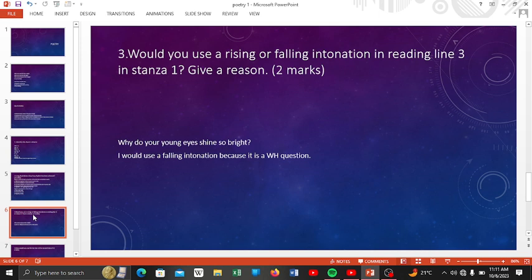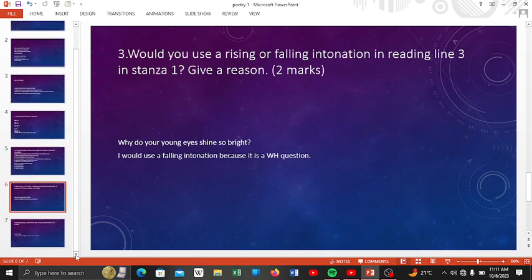So I would, the sentence says, why do your young eyes shine so bright? So it is a falling intonation because it's a WH question. So that one, you can let me know if you want me to review a lesson on intonation. So when dealing with the WH questions, that is where, why, how, you use the falling intonation.